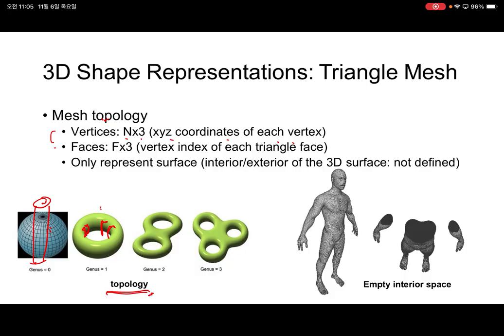This shows the topology of mesh, and as I said, we are only interested in the surface of the mesh. This shows the visualization of the interior space of a human mesh. We can use a visualizer, and you can see it is empty. All things are empty. We are just interested in the surface of the object. Interior, exterior, we're not interested in. Just the surface of the object.